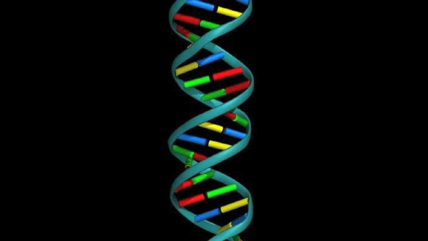This is a helix. A helix is a spiral-shaped curve in space that goes around an axis. This is actually your DNA, which is also called a double helix.